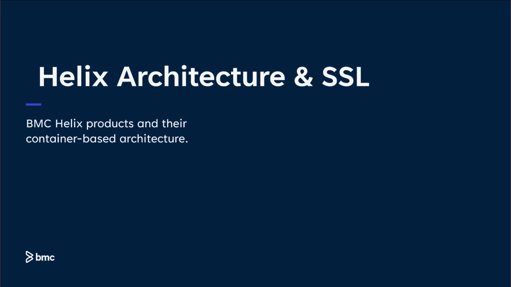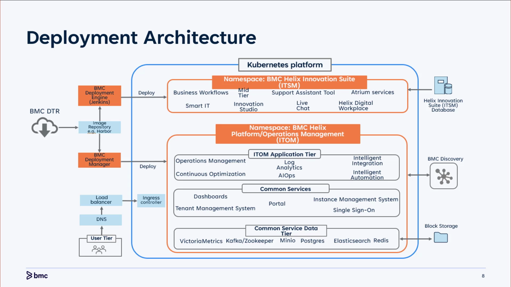So the Helix architecture, where is SSL used and how is it used? You'll no doubt be familiar with this particular slide. If you've seen any of the Helix webinars, this keeps cropping up. So this is the deployment architecture. The Helix on-prem products are deployed in Kubernetes.